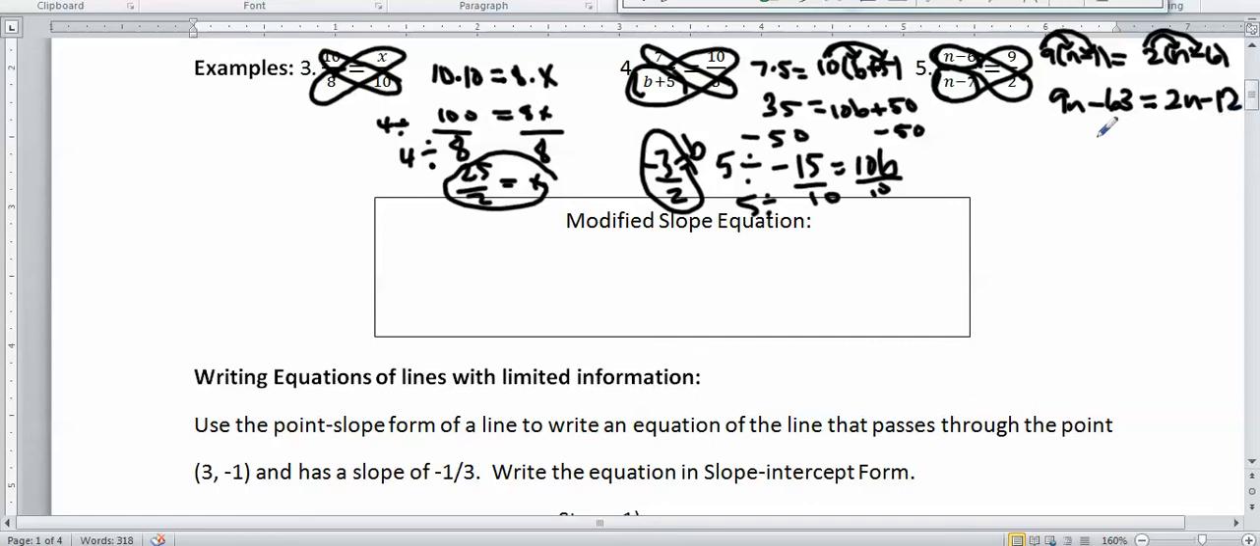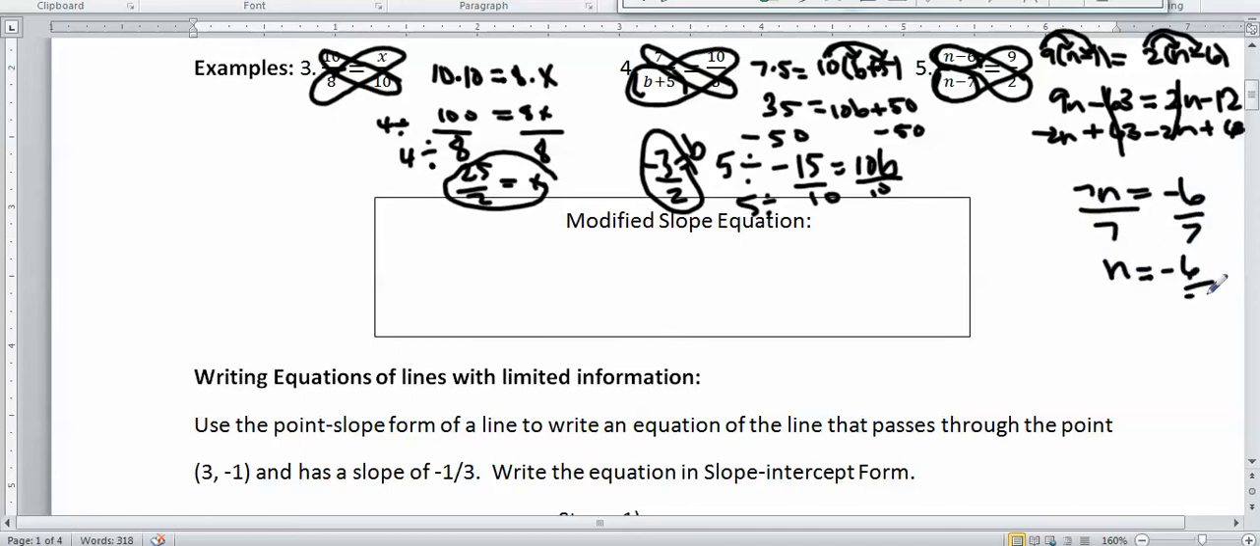Okay, and solve for n. So add 63 to both sides to get rid of that, and subtract 2n. So you should have come up with 7n. That drops out of this side. The negative 2n drops out over here. So we get negative 6. And then finally, divide both sides by 7. So I get n is equal to negative 6 over 7.